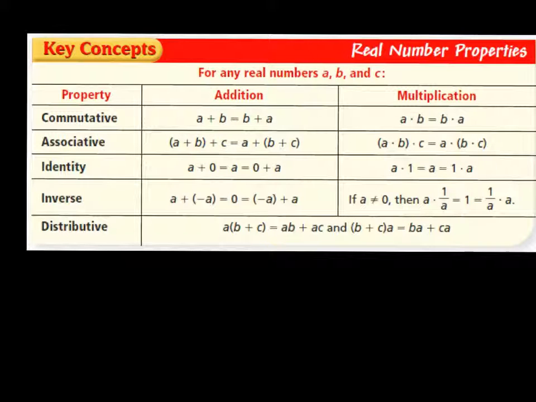Distributive property: Santa distributes gifts to all the good children at Christmas. And it doesn't matter if the a is first or if it's at the end. We're still multiplying each thing inside the parentheses times what's outside of it.